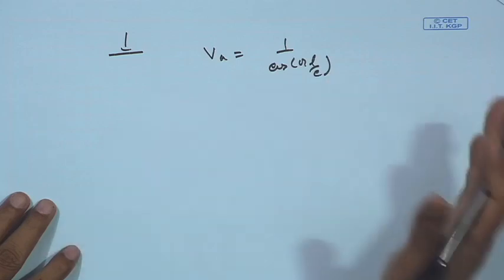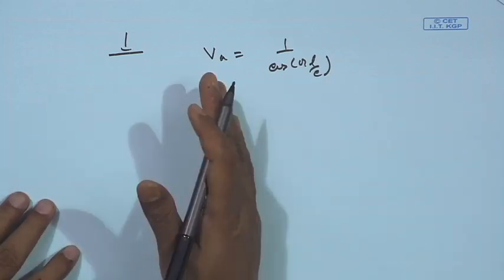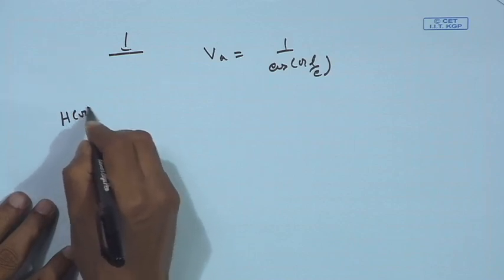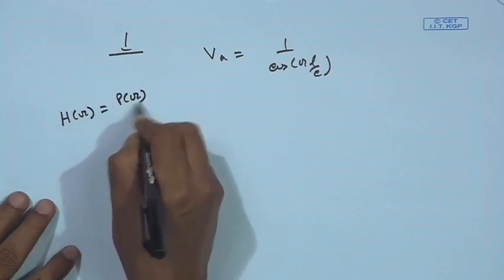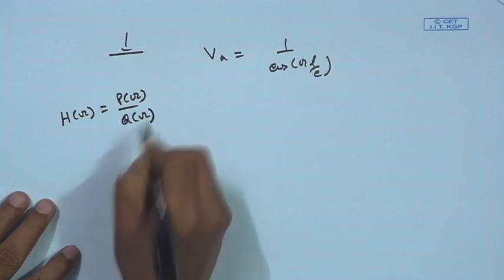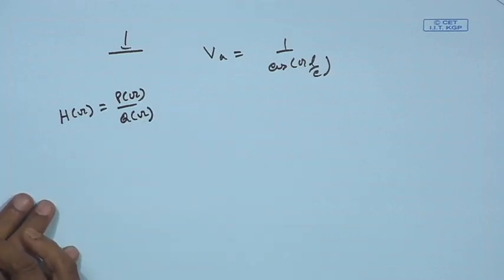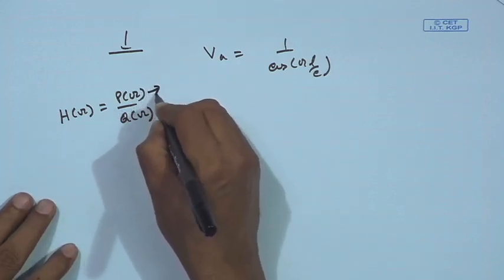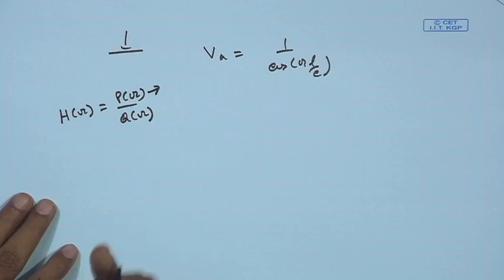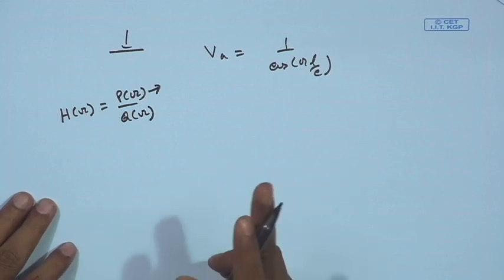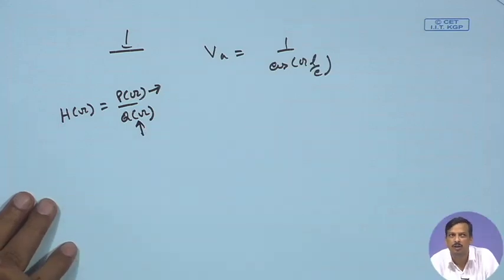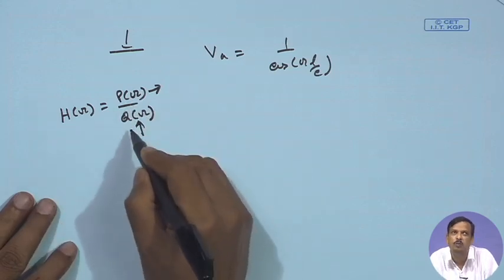Okay. So, what I described is that any system transfer function h omega can be written as p omega divided by q omega. Now, you know that the solution of this polynomial p omega will give me the zeros, and the solution of q omega will give me the poles. That is why h omega is called the pole-zero function, zeros and poles.